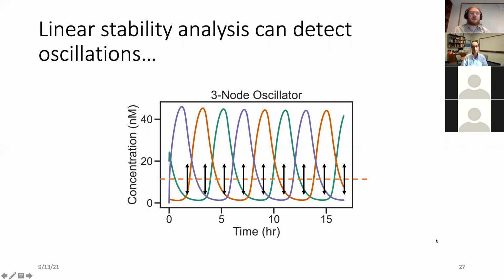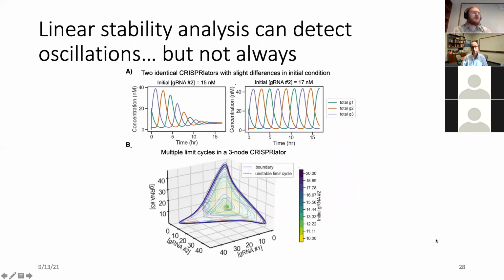But this turns out to not work for a CRISPRi oscillator. And the reason is you can get an unstable limit cycle within the stable limit cycle of the repressilator, which is new behavior. So up in these top 2 plots, I'm showing that exactly the same repressilator can give different behavior depending on the initial condition.